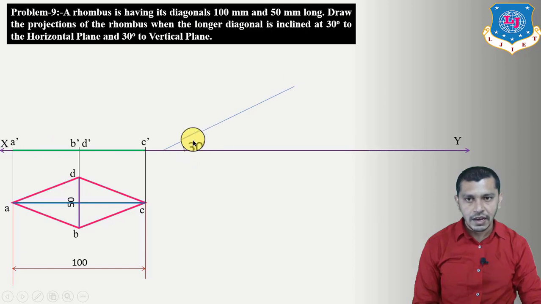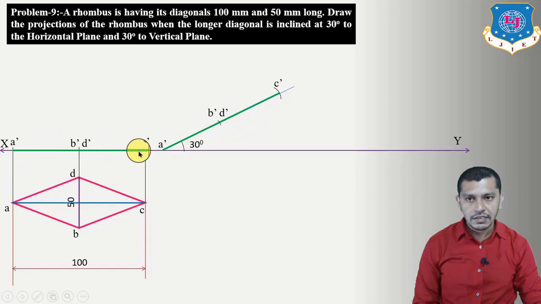So draw a line inclined at an angle of 30 degree, and on this line we will mark A dash. Now measure A dash to C dash and mark this point. Over here we will get C dash. Connect A dash C dash, and now measure A dash to B dash D dash and mark this point. Here we will get B dash D dash.